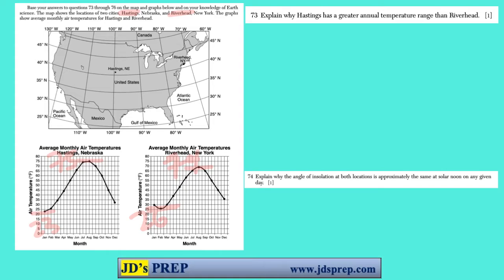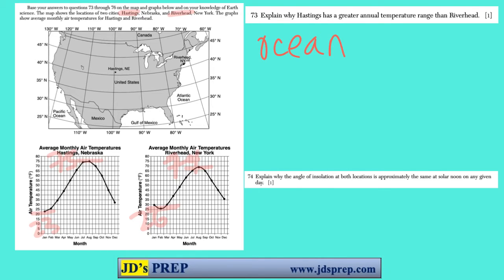So the main reason for that difference would be the moderating effect of the ocean. Riverhead is right on the ocean. The ocean and any other body of water will have a moderating effect on the temperatures of locations close by. Due to the high specific heat capacity of water, it just means warmer winters and cooler summers.